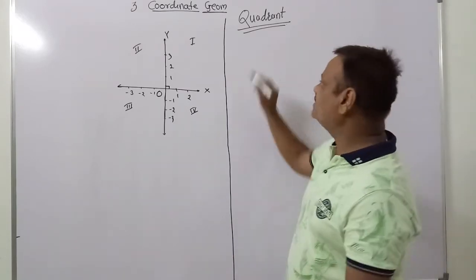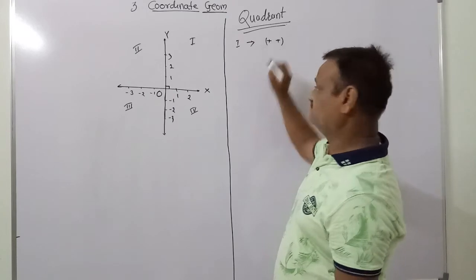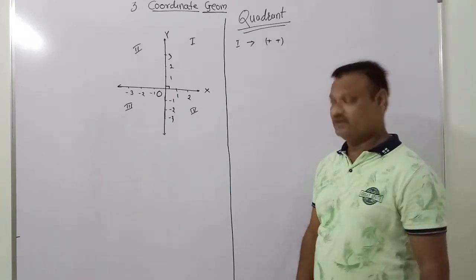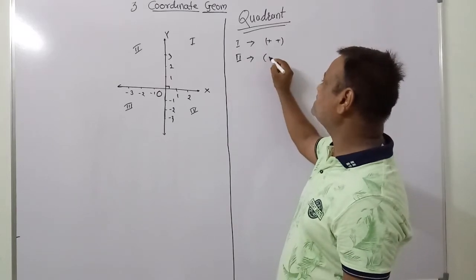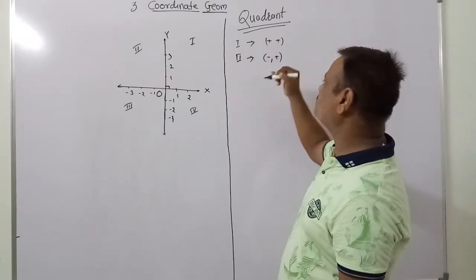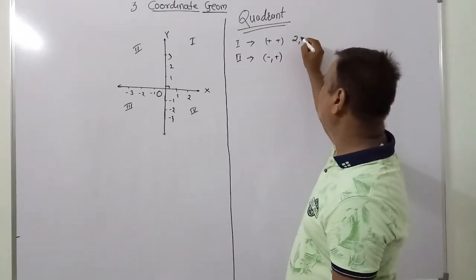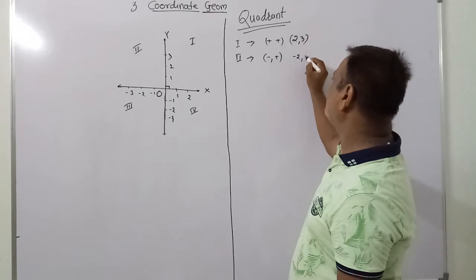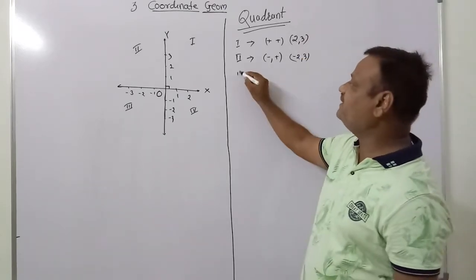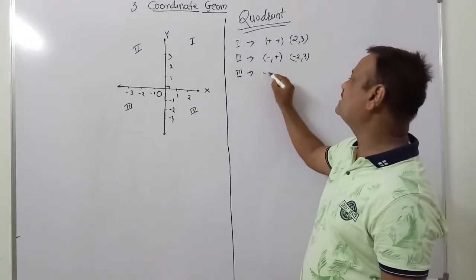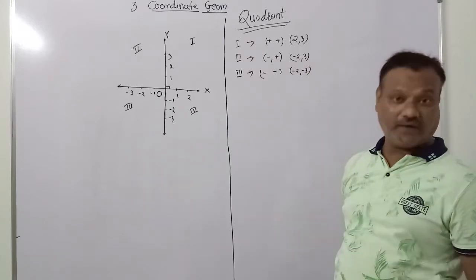Now in the first quadrant, both signs are positive. What were both signs? Positive. In the second quadrant, the x coordinate is negative and the y coordinate is what? Positive. For example, we can take (-2, 3). Got it? Now in the third quadrant, both are negative, that is negative, negative, for example (-2, -3).